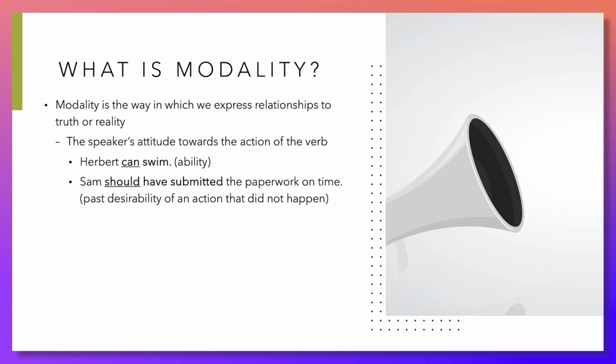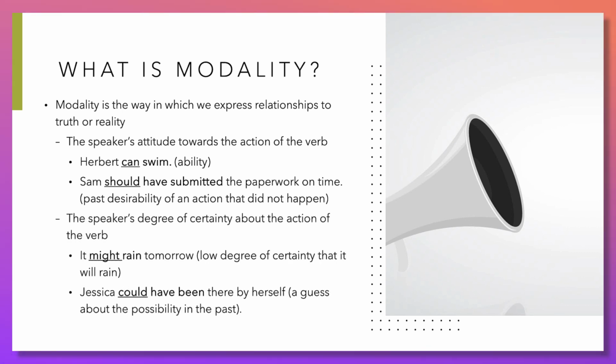For example, if we say, Herbert can swim, we're expressing our belief in his ability to do so. When we say, Sam should have submitted the paperwork on time, we express our belief that the action of submitting the paperwork on time was desirable but didn't happen.